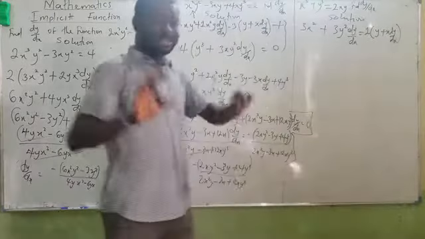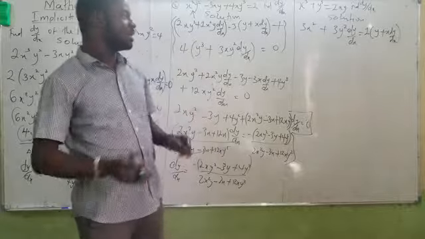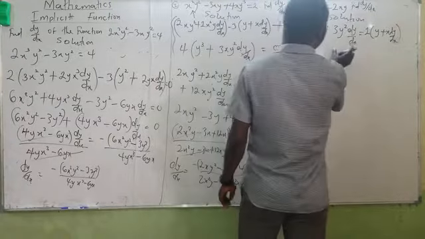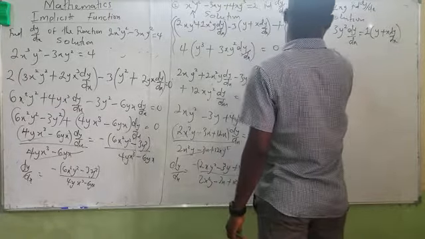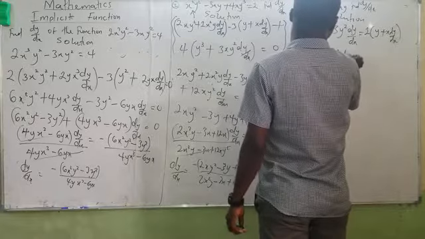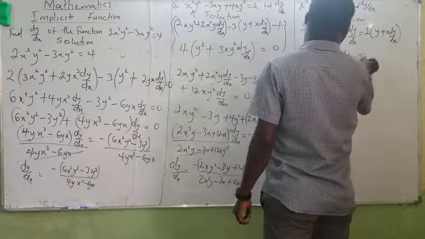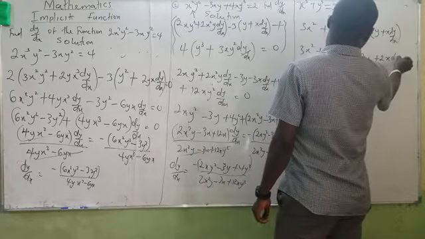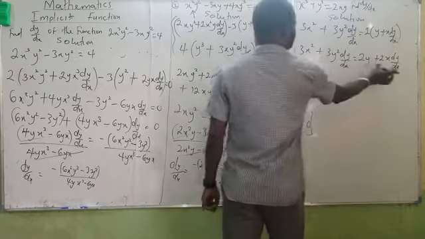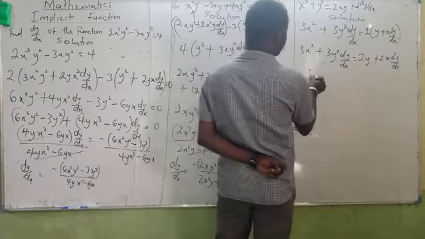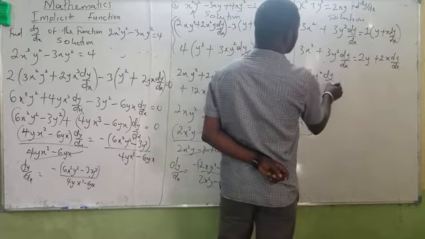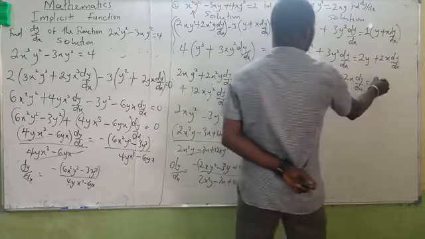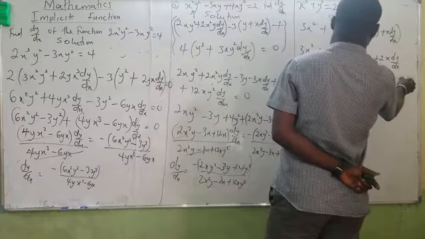Now, don't forget, anytime I differentiate with respect to x, you have to attach the dy/dx to it because y is a dependent variable. Now, I can say that 3x squared plus 3y squared dy/dx equals 2y plus 2x dy/dx. Now, this and this are friends. I can say that 3y squared dy/dx minus 2x dy/dx equals 2y minus 3x squared.